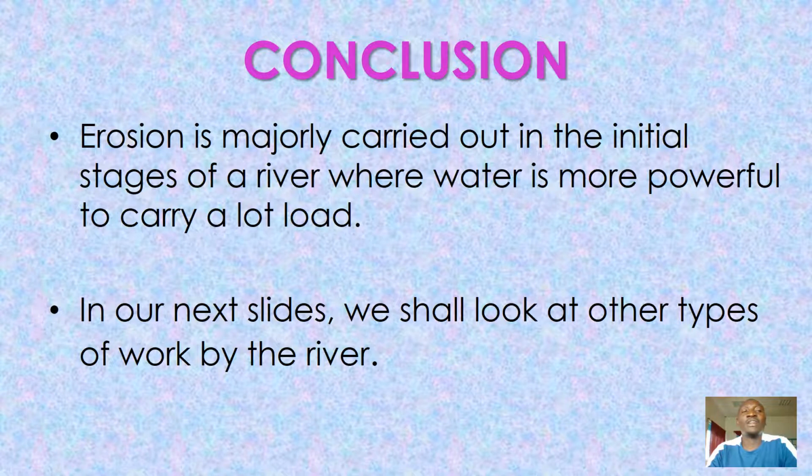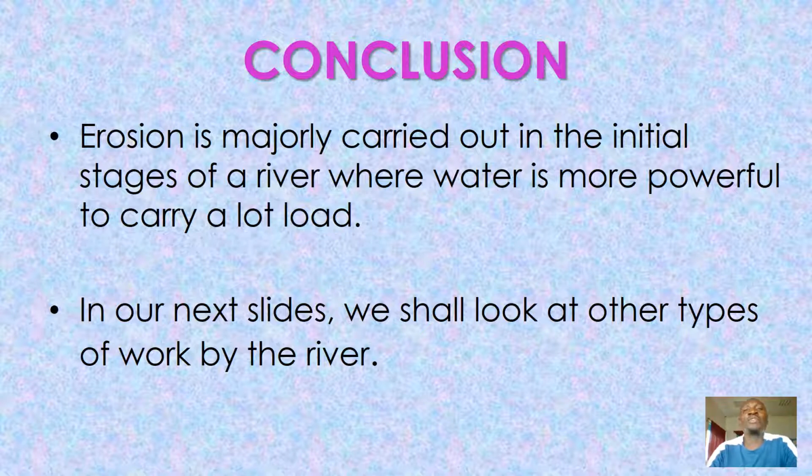In conclusion, we have seen that the major work of the river, in terms of erosion, is carried out in the initial stages. Headward and vertical erosion are carried out in the initial stages of the river. Then lateral erosion is carried out in the middle stage.